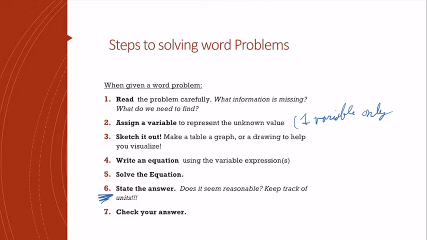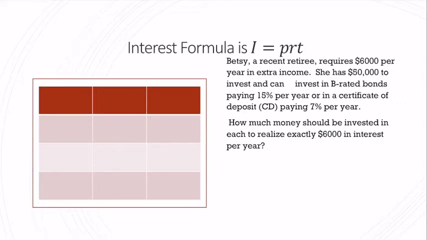So in this first word problem, we have Betsy, and Betsy is a recent retiree, and she requires $6,000 per year in extra income. She has $50,000 to invest, go Betsy, and she can invest in B-rated bonds, which pay 15% per year, or a certificate of deposit, also referred to as a CD, paying 7% per year. So how much should be invested in each account in order to collect exactly $6,000 in interest every year?